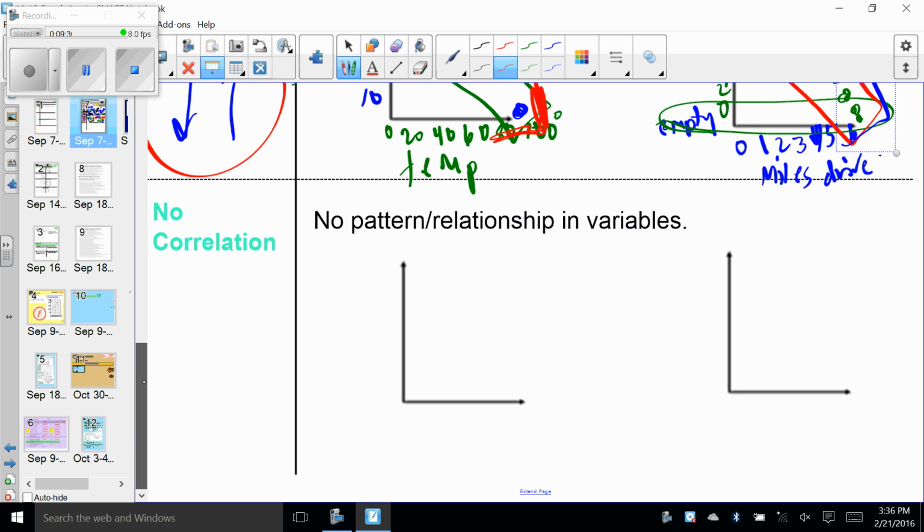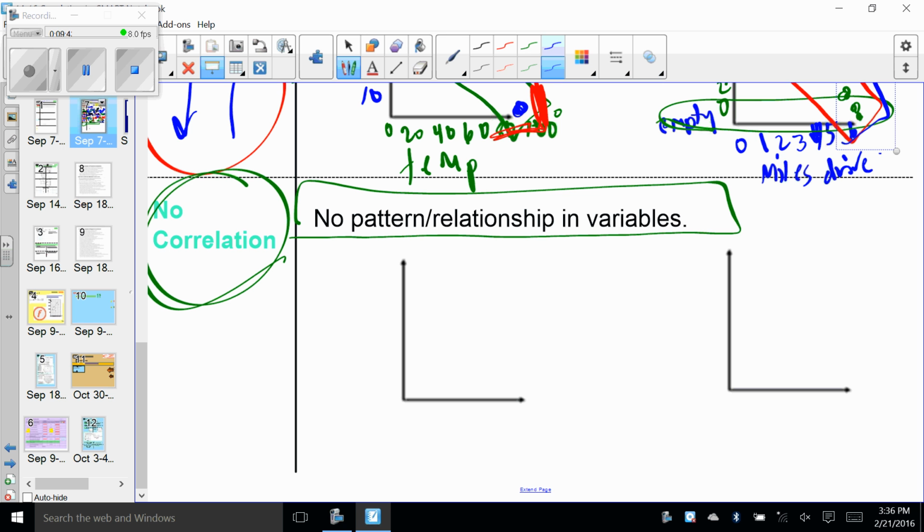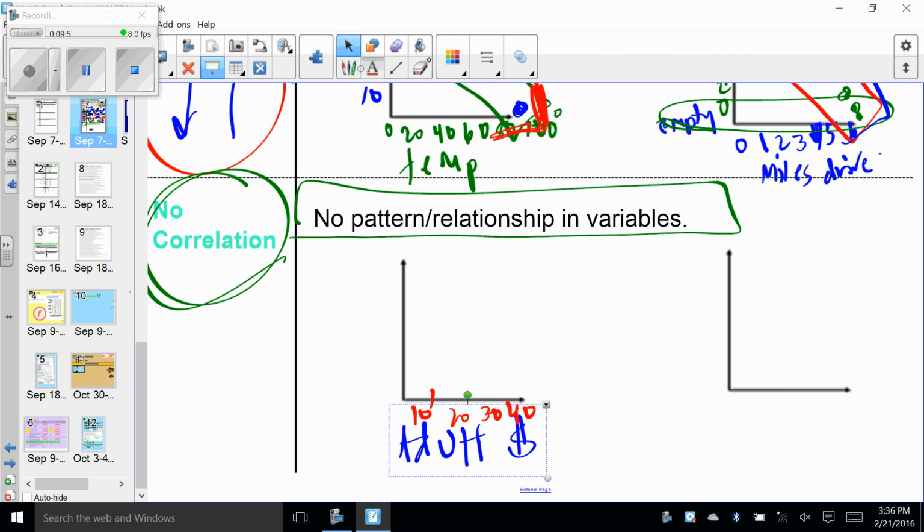Okay, now if I'm going too fast, pause that video. The last correlation is known as no correlation, when there's no pattern or relationship in the variables. An example would be adult money. So we're talking thousands of dollars. So adult money in thousands. So we would say, what about 10, 20, 30, 40, 50, and so on. Okay, and then we're going to compare that to something like your shoe size.